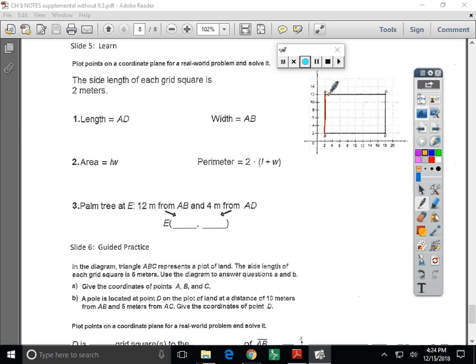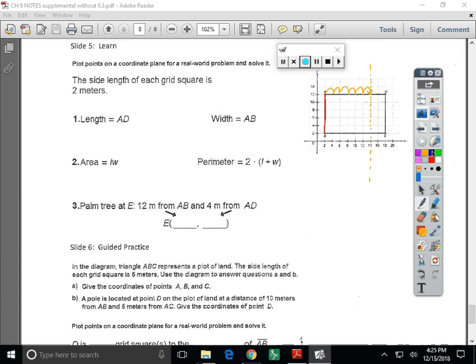So I'm going to use a different color here and count 2, 4, 6, 8. Whoops. Sorry, that got a little crowded because I can't see my intervals. 2, 4, 6, 8, 10, 12. I'm thinking this direction. I'm thinking I need to move somewhere over here about 12 meters away. But then it goes on to say 4 meters from AD.